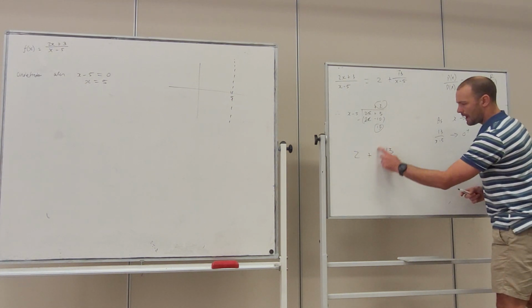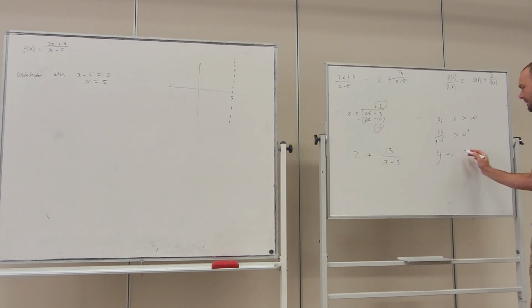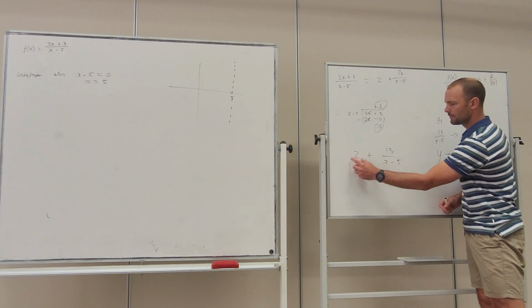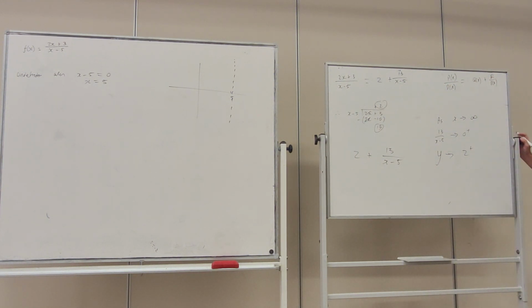So we have this part approaching 0 from the positive direction, which means the y value is going to approach 2, because we have 2 plus 0 from the positive direction. Alright, so it's approaching 2 from the positive direction.